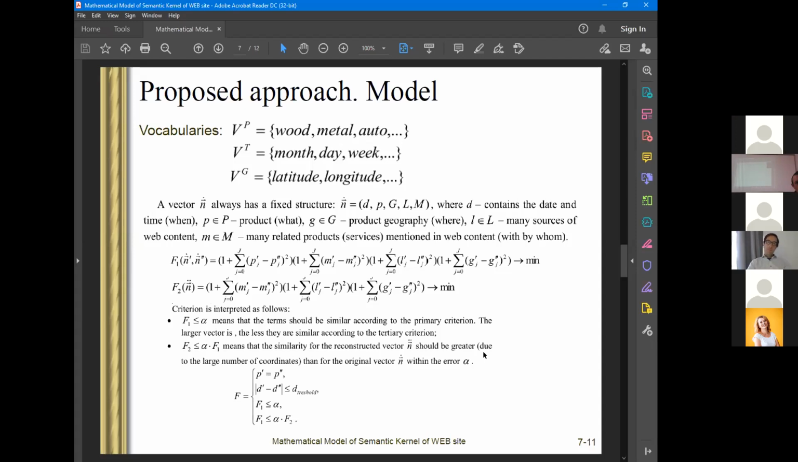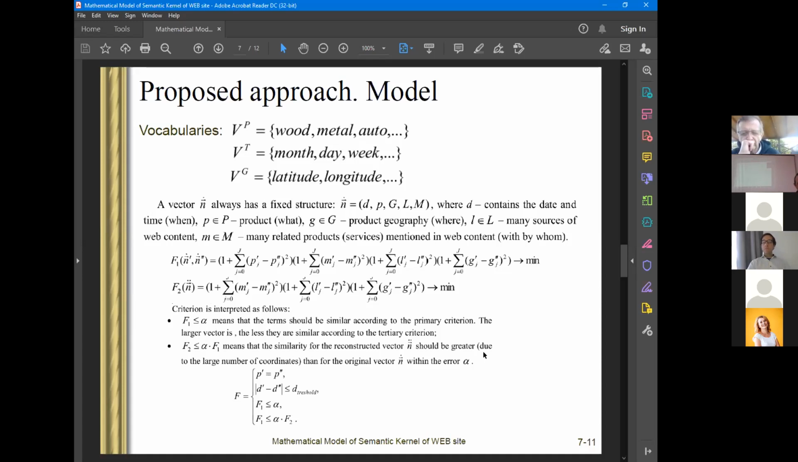We introduce 2 more vectors, n with 2 points and n with 3 points. The second vector, n with 2 points, describes the terms' synonyms to avoid duplication in the kernel. The third vector, n with 3 points, describes satellite terms to describe possible storylines in web text.